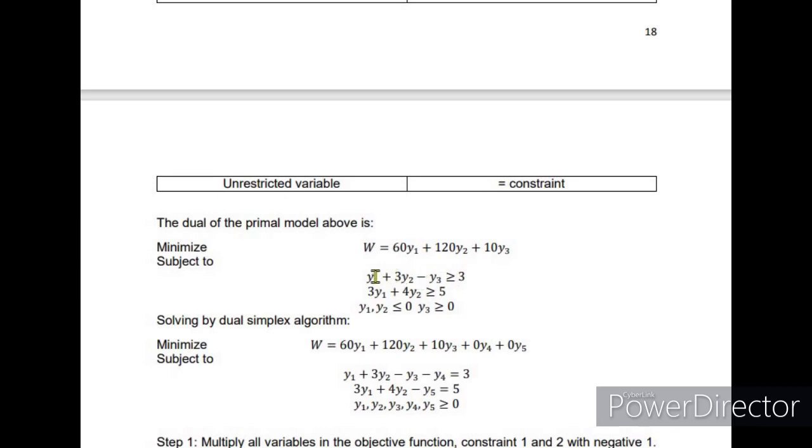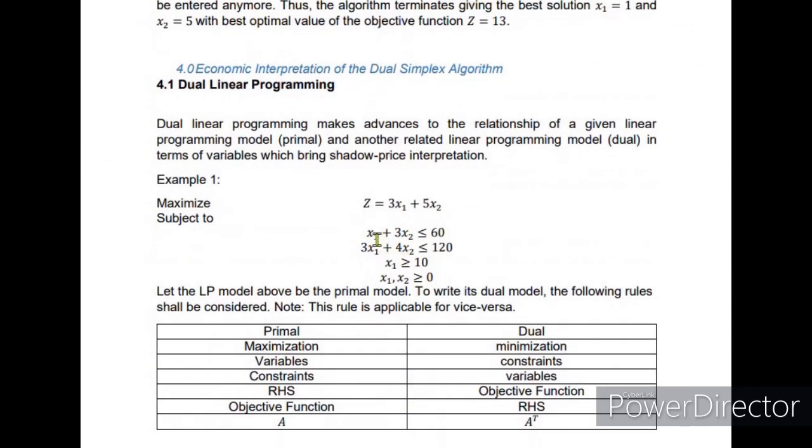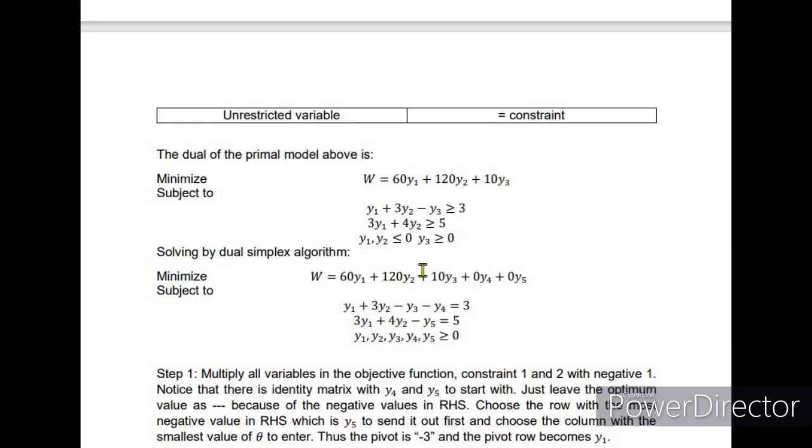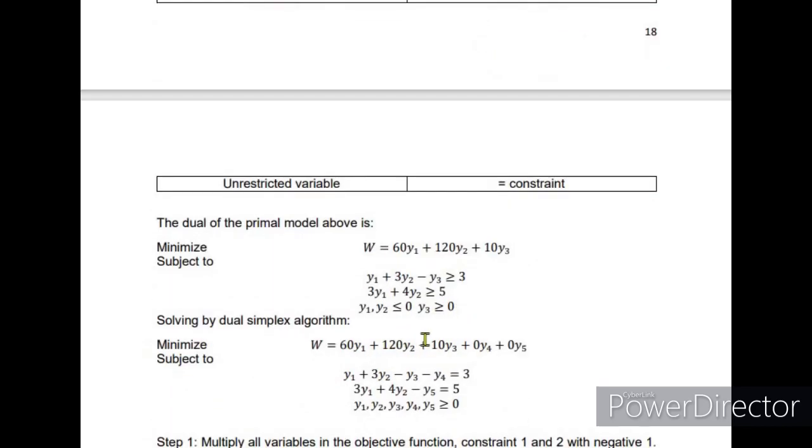And you also notice that instead of using x as our variable, we used y here, for us to easily determine what is the primal and what is the dual model. So our primal model here is represented by x variables, while our dual model here is represented by y variables.